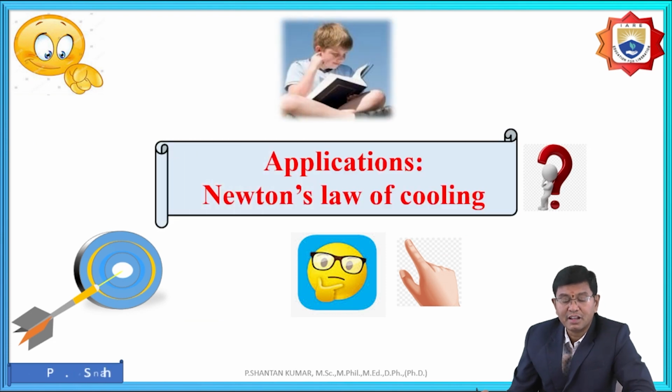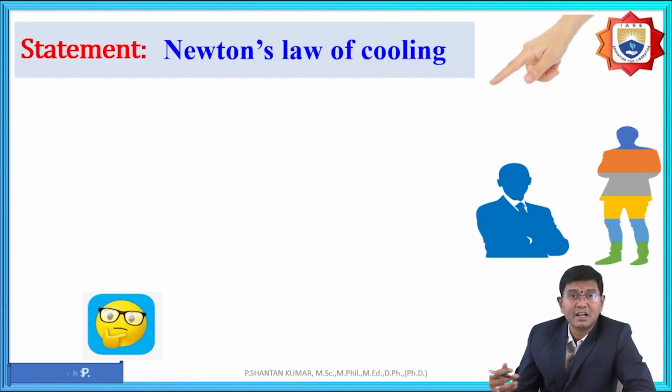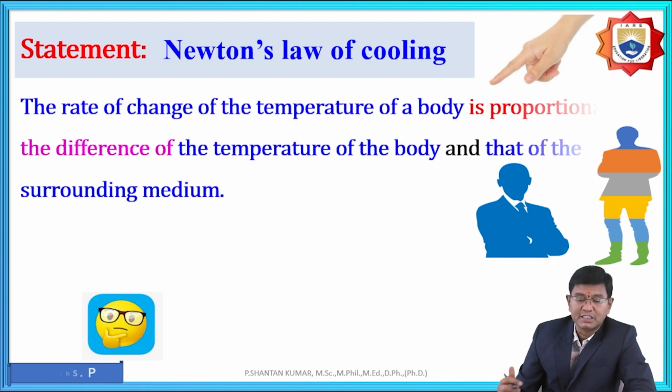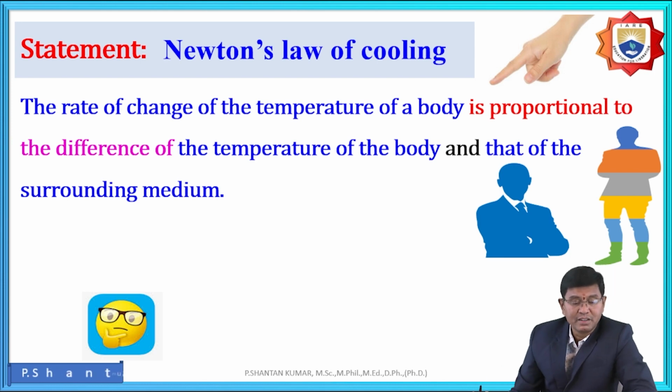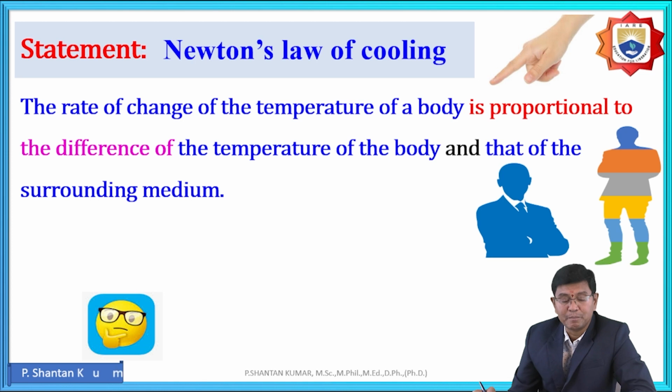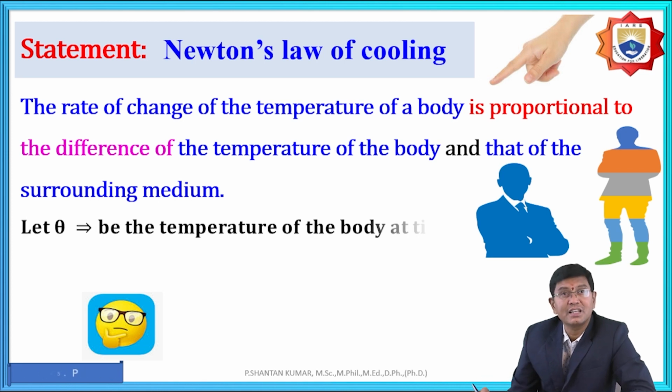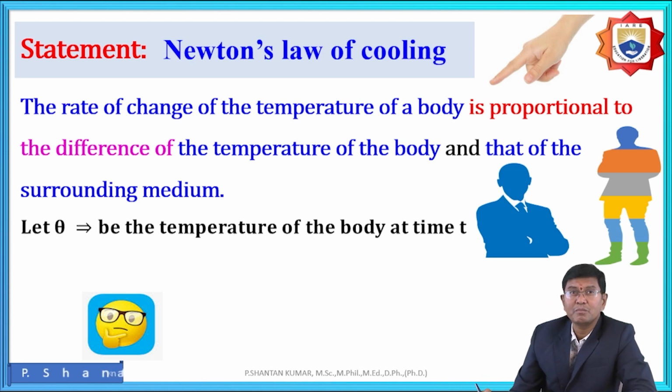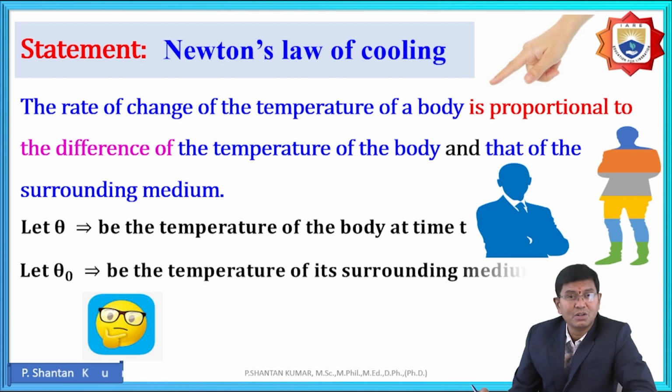Next, the applications. The first model is Newton's law of cooling. We already studied it at a basic level, but once again we need to discuss what Newton's law of cooling is. The statement of Newton's law of cooling is that the rate of change of the temperature of a body is proportional to the difference between the temperature of the body and that of the surrounding medium. Let theta be the temperature of the body at time t, and theta naught the temperature of the surrounding medium.